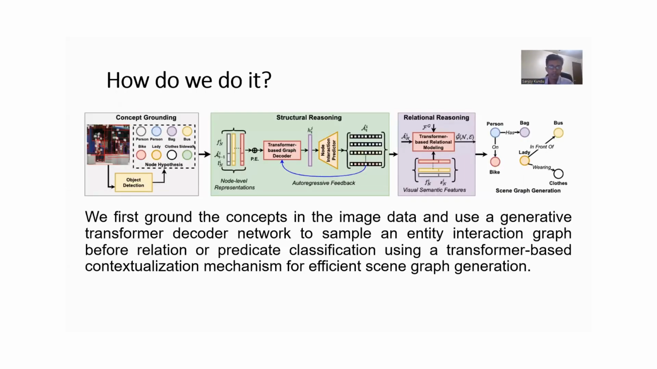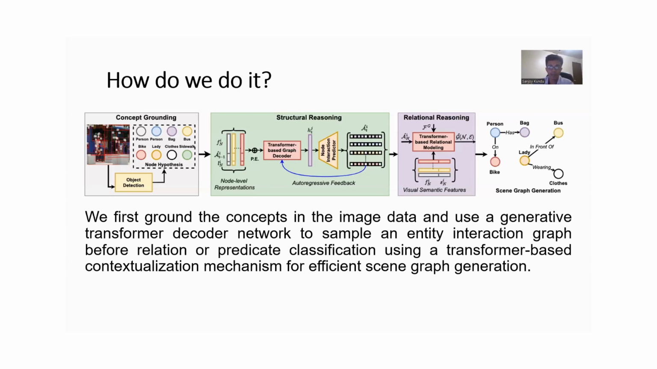So how do we do it? At first, we ground the concept of an input image using an object detector. We have the labels and the features of the nodes or objects from this stage. In the second step, we perform structural reasoning over these nodes and sample the graph. We use a generative graph transformer which iteratively updates the adjacency matrix between the nodes.